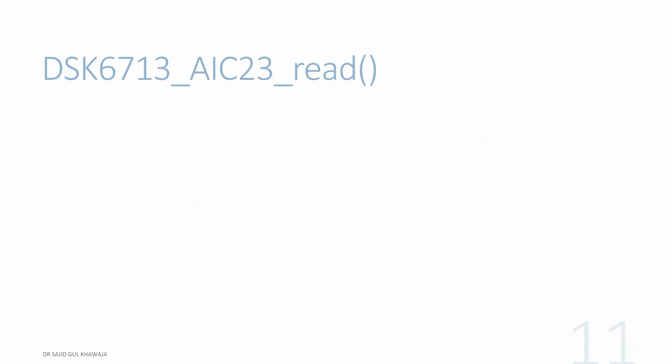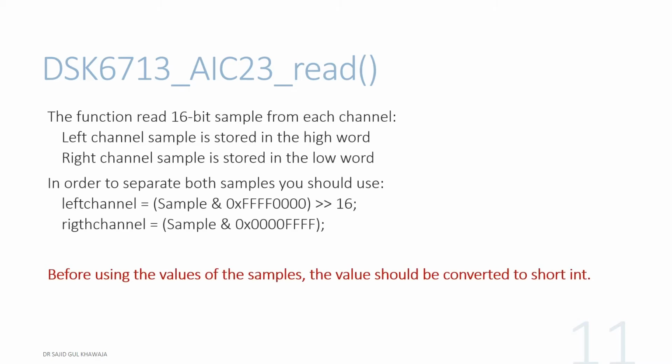The read command has a couple of important aspects associated with it. Whenever we read a certain sample from the input line, that sample essentially contains information about both the left channel and the right channel. It means that if we have chosen a quantization level of 16 and we have read a sample of 32 bits, essentially that 32 bits will now contain 16 bits of the left channel and 16 bits of the right channel.